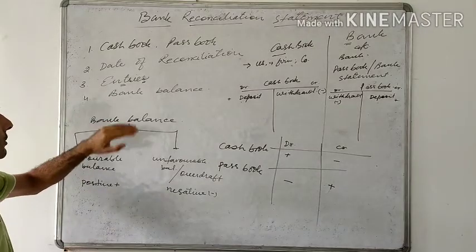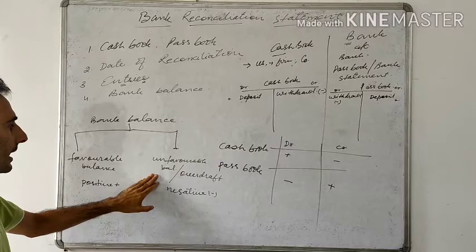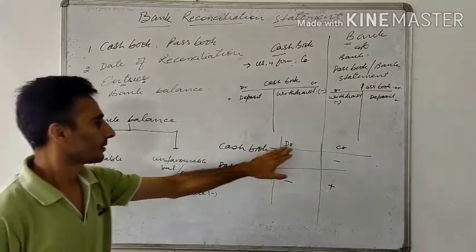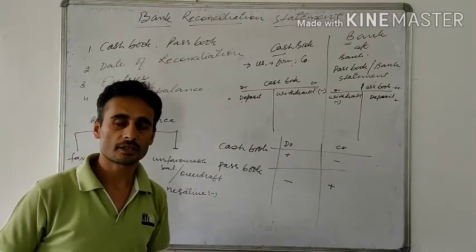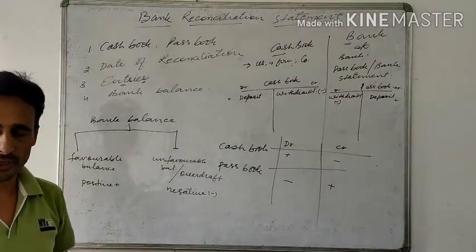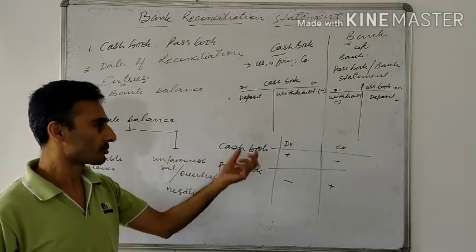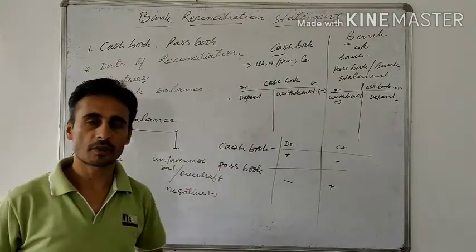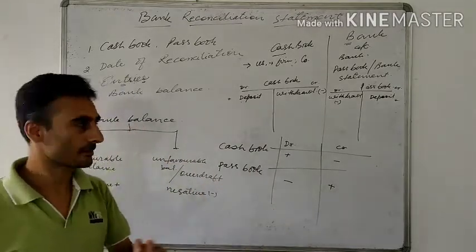So we talked about the bank balance: favorable balance and unfavorable balance. We understood how to find out whether it is a favorable balance or unfavorable balance when we come across a term like cash book debit balance, cash book credit balance, or passbook debit balance, or passbook credit balance.